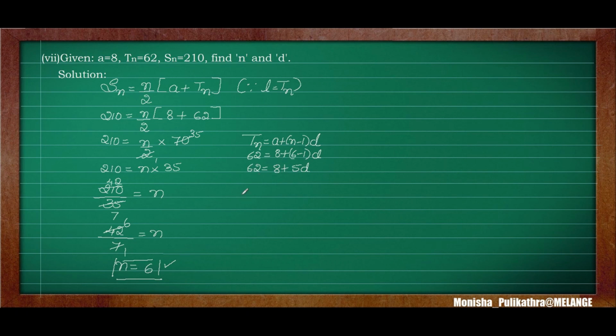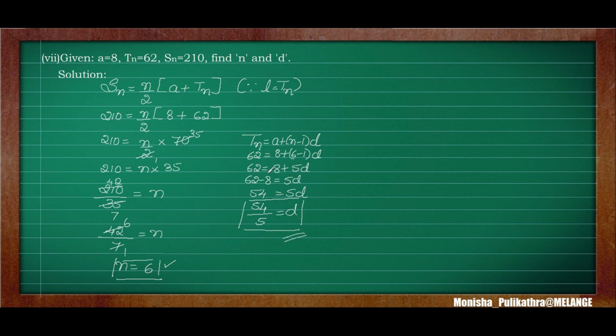So take this 8 to the left hand side. It will become 62 minus 8 is equal to 5d. So 62 minus 8: 12 minus 8 will be 4. This is 54 is equal to 5d. So when we take the 5 to the left hand side, it will become 54 by 5. We can't divide 54 by 5, therefore keep as it is. So the value for d is 54 by 5 and the value for n is 6.